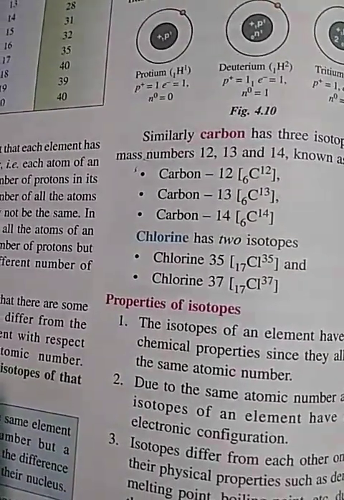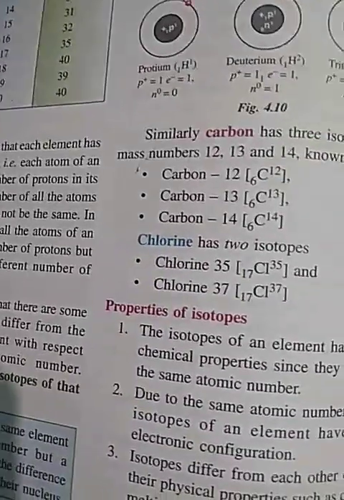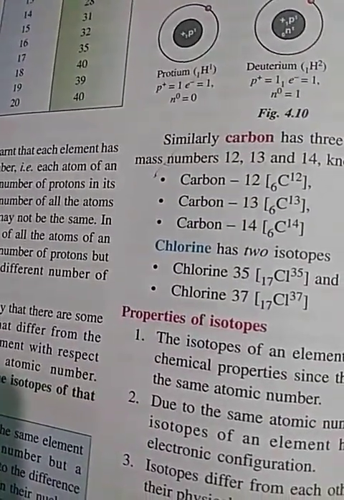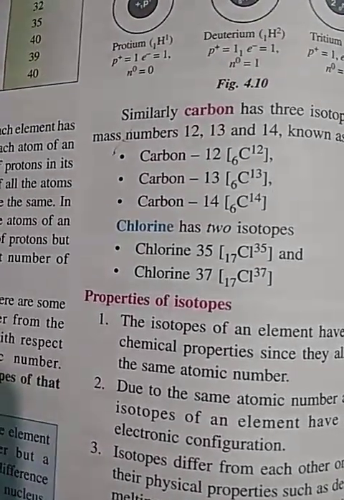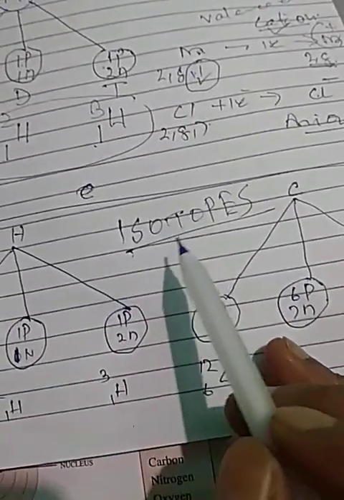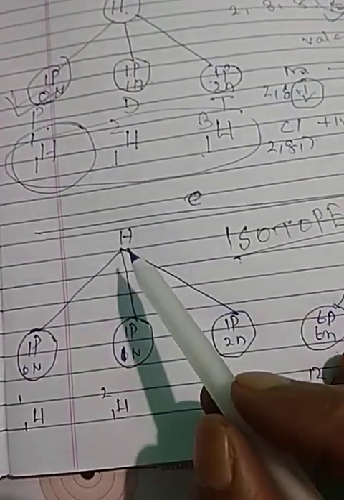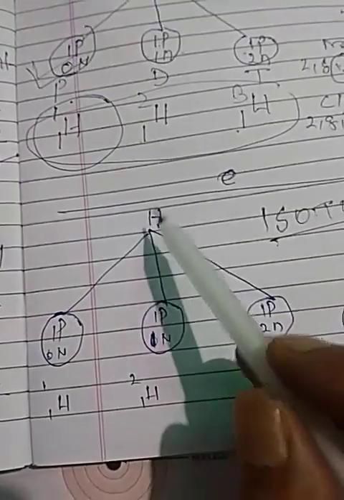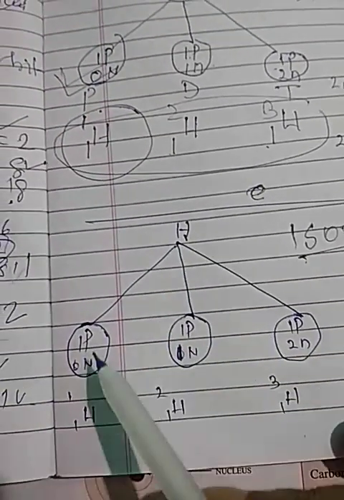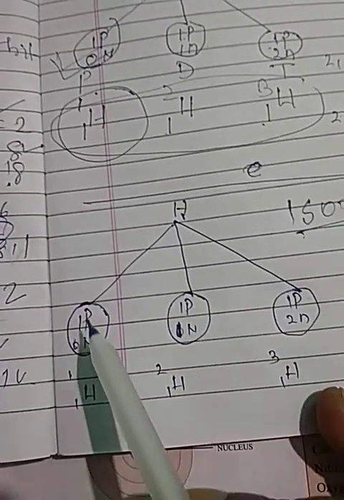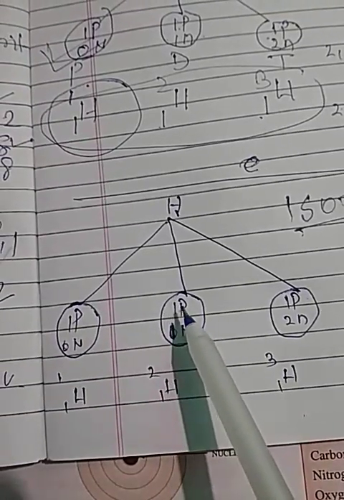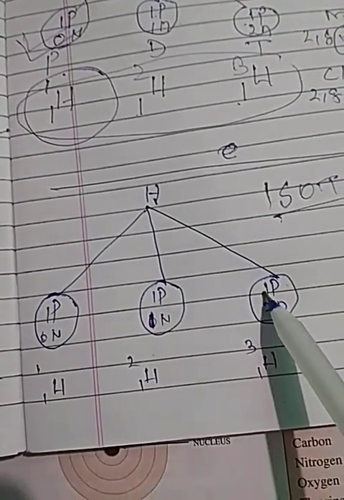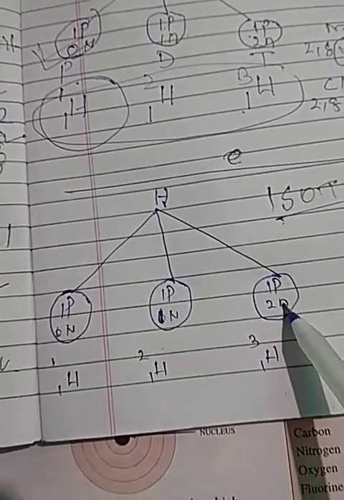In our last class, we had studied about isotopes, then properties of isotopes. Once again, we would like to go back. What is isotopes? See here hydrogen, it exists in three forms. In one form it has one proton but no neutron. In another form it has one proton and one neutron, and one proton, two neutrons.